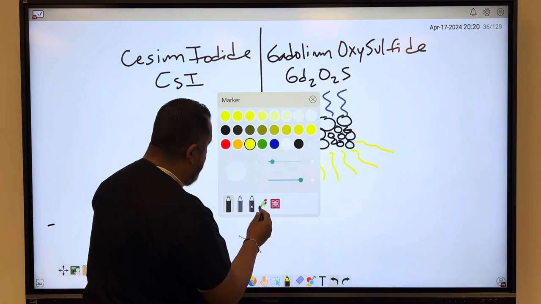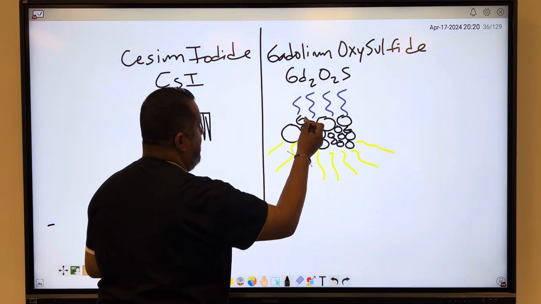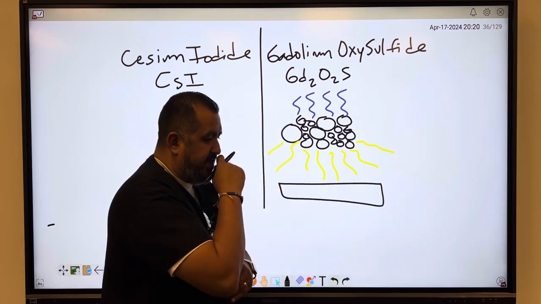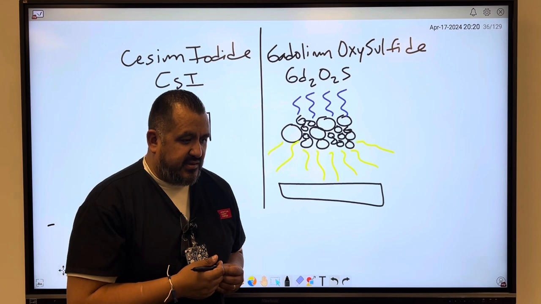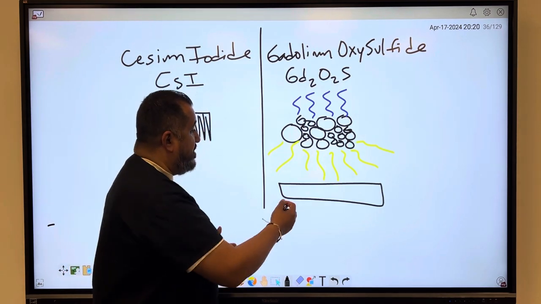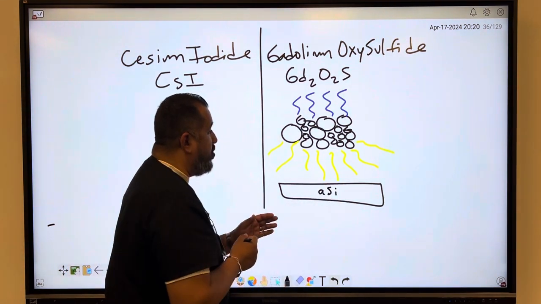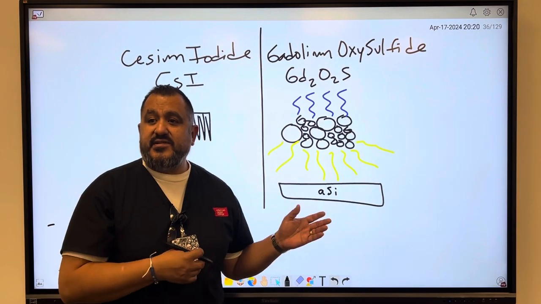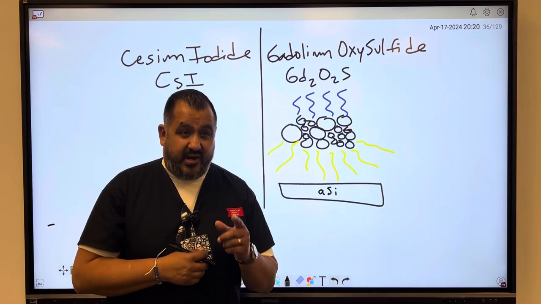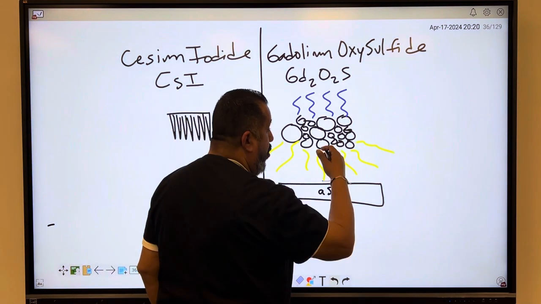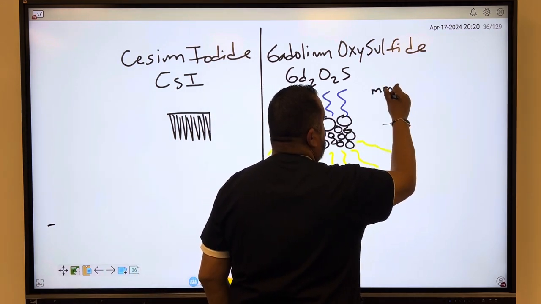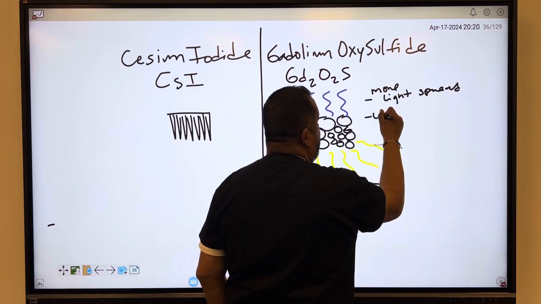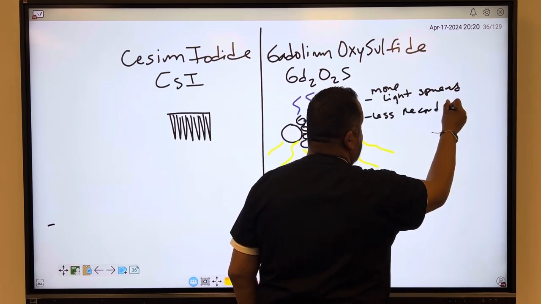Do you remember we were talking about our detectors? If we had a TFT and, let's say, a photodiode material such as amorphous silicon, the amorphous silicon is not going to record all the light because some of it is being lost, correct? So what do you think happens to the efficiency of the system? It goes down. So I'm going to write this down: with more light spread, you're going to have less recorded X-ray signal.